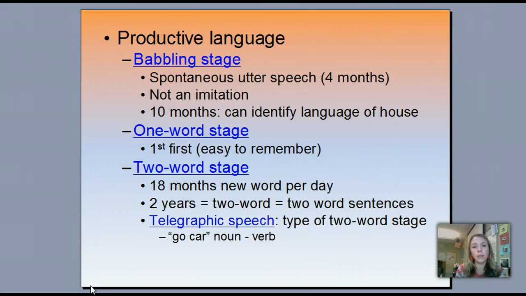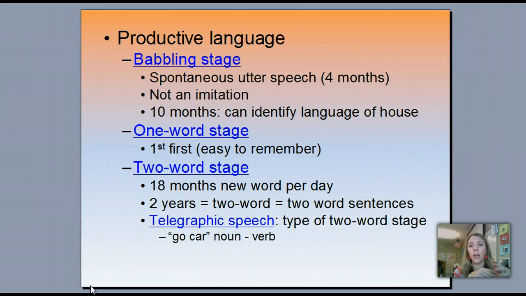So pause this, write it down, and make sure you know everything. You need to know these four vocab words, the month that's associated with each, and then the speech. You might be given an example, and you need to know which stage it belongs to. The very first stage of productive language is called babbling. Think about if someone's babbling on, it means they're going on and on. Babbling, as far as productive language, is considered uttered speech. It's not an imitation of what's going on around them.